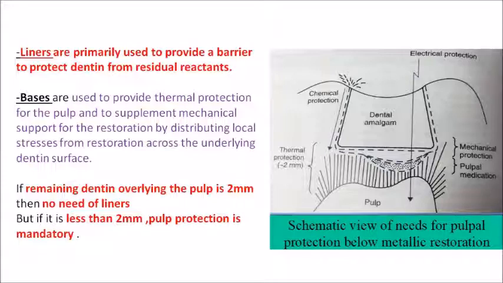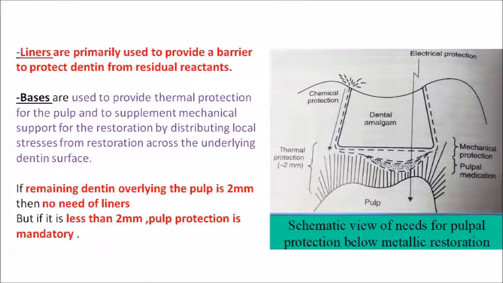If the remaining dentin over the pulp is 2 mm, then there is no need for liners. The remaining dentin thickness, that is RDT, which is 2 mm, is the dentin thickness which remains over the pulp. But when there is less than 2 mm of this RDT, then pulp protection is mandatory. This is a very important point.